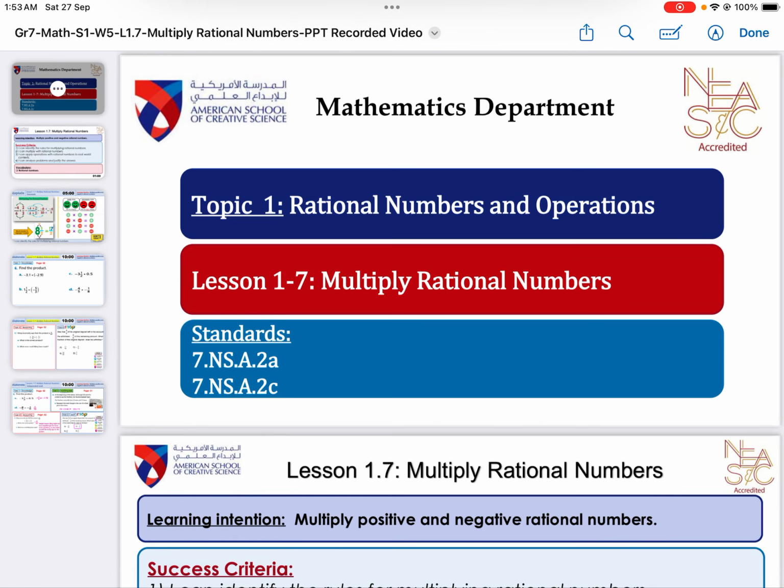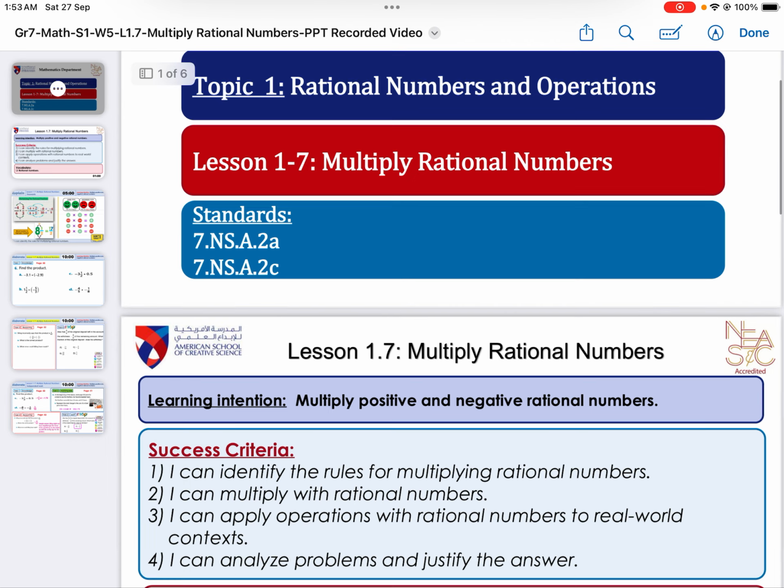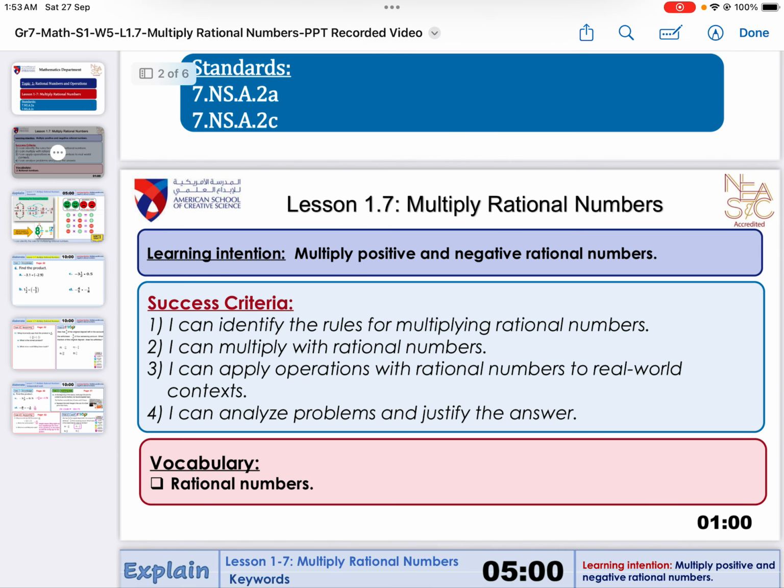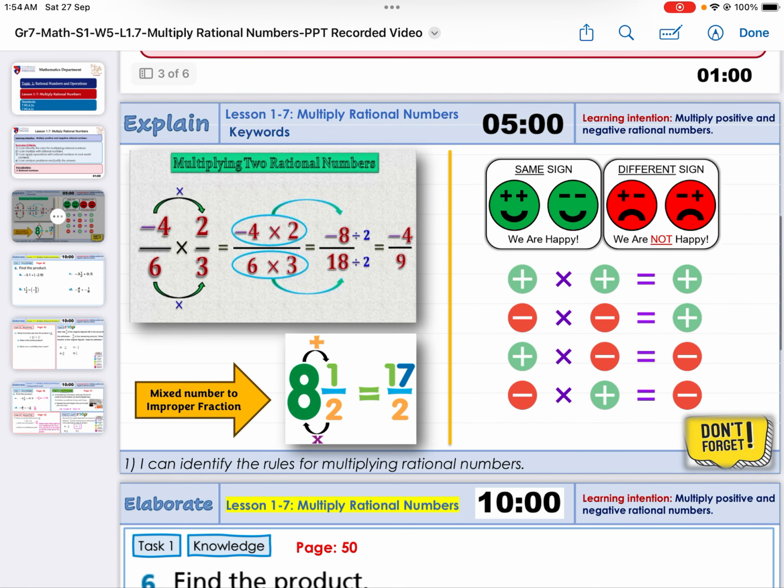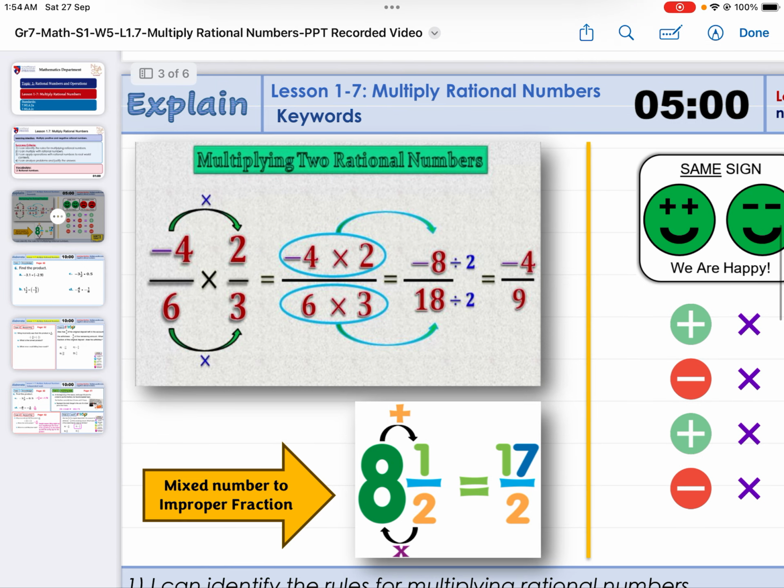So today we're going to be learning about how to multiply rational numbers. The purpose of today's lesson is to multiply positive and negative rational numbers. In the previous lessons, we've studied rational numbers and integers and the definition of each one of them. I'm going to start directly with a quick recall on how to multiply any two fractions.